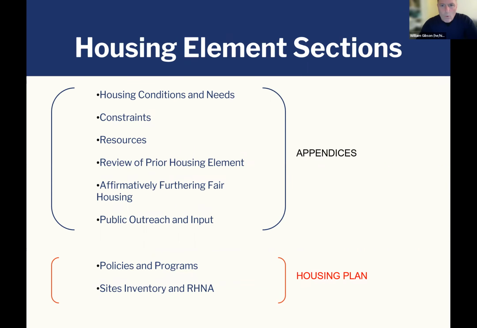And just to touch on what the sections of the housing element are, I'm going to go through the content basically in this order: the conditions and the needs, the constraints, resources, review of our prior housing element, affirmatively furthering fair housing, and public outreach and input. In the actual housing element itself, those are appendices. They're at the end of the housing element. They're very detailed and analytical portions.